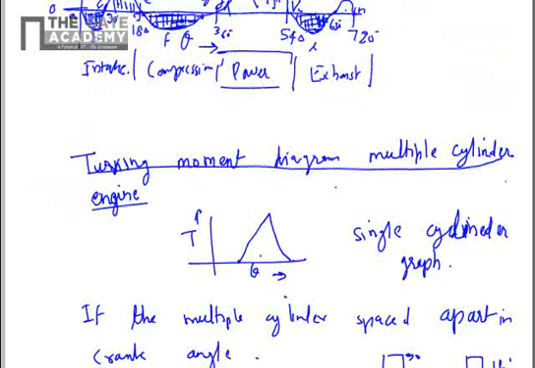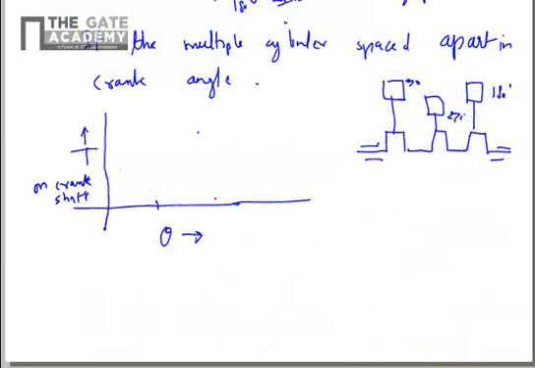Let's say the single cylinder diagram was from 180 degrees to 360 degrees like this, and we have neglected a small portion. So it will look like this: this is 180 degrees, this is 360 degrees. So the diagram due to a single cylinder will look like this. Now let's say the second cylinder is spaced 90 degrees apart.